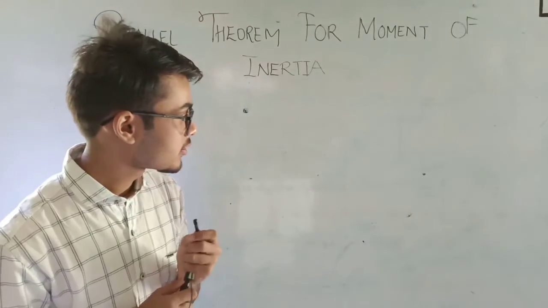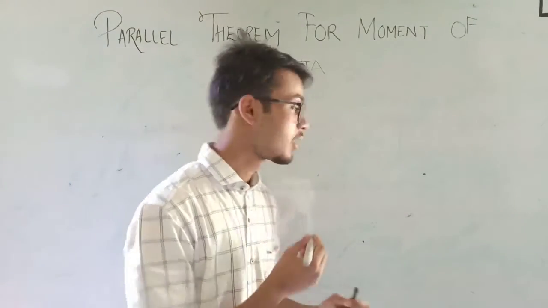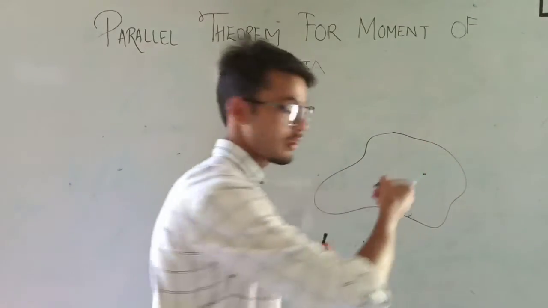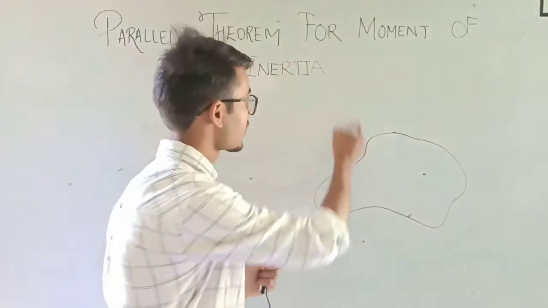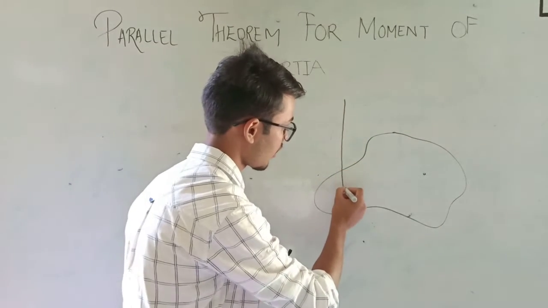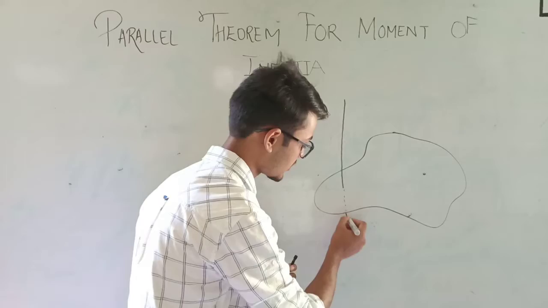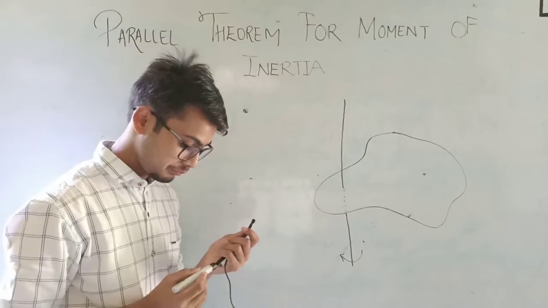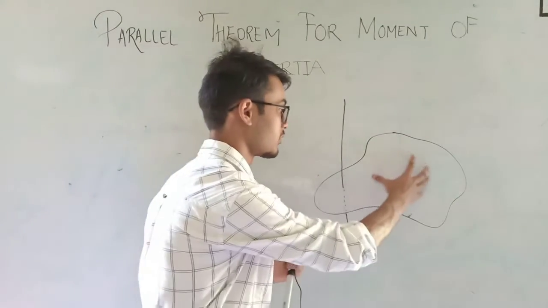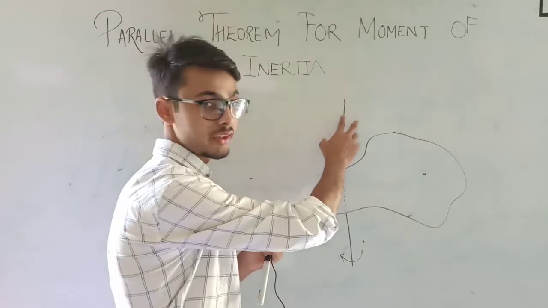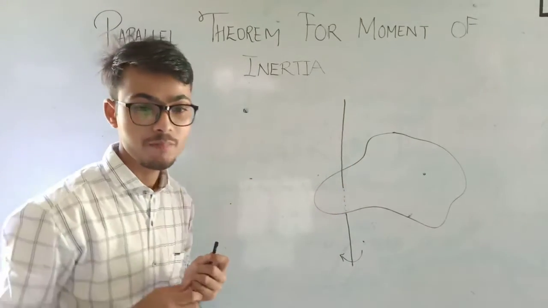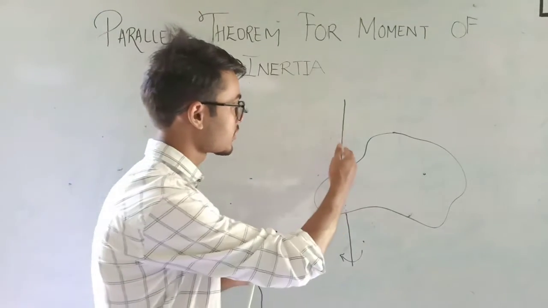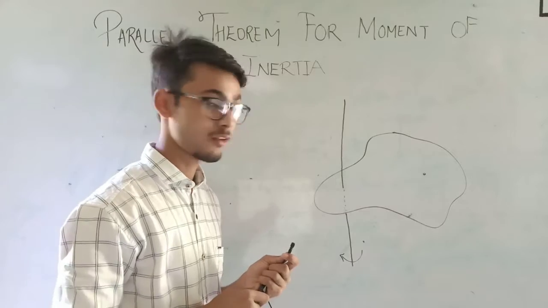So now let us find the moment of inertia. For that, let us take a system of particles and we want to rotate it about an axis in this direction. We need to find out the moment of inertia of the body about this axis of rotation. First we need to check that this axis is not passing through the center of mass.